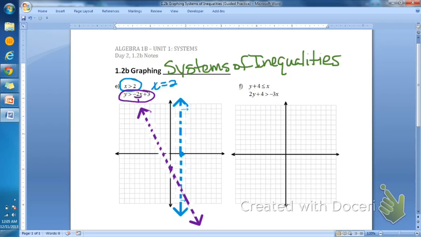And just like before, I need to add some guide arrows to show in which direction I would normally shade. Well, this is a greater than sign, which means that I would shade everything that was above this line, or as you go up on your y-axis.